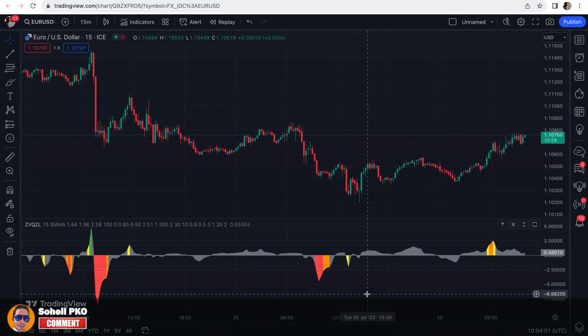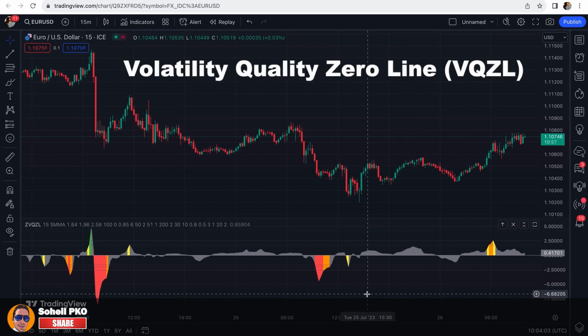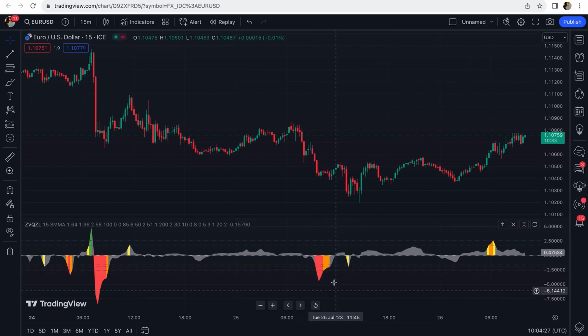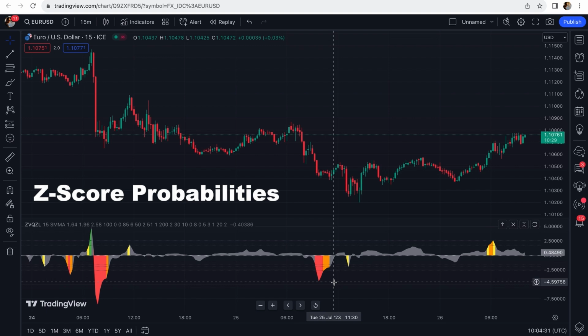This indicator is an improved version of the VQZL indicator, volatility quality zero line indicator, which is used for identifying range markets. The original version has some issues which need some adjustments based on the asset that you're trading, but in this improved version, Z-score probabilities are applied to the VQZL indicator, so we have a standardized result which can be used for any asset or market.